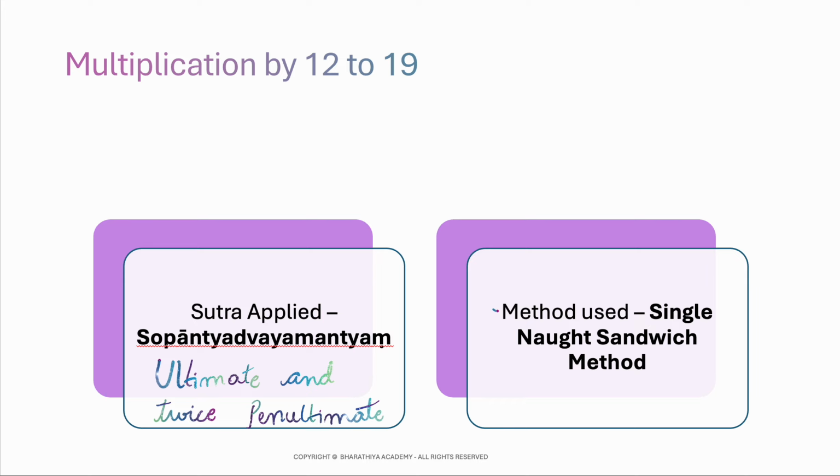The method that is used is single knot sandwich method. In single knot sandwich method, we just add a zero in the front of the multiplicand, and we add one zero in the end of the multiplicand. So we basically sandwich the multiplicand with zero, single zero. That's why it is single knot sandwich method. Okay, so let's understand how we apply these concepts to do multiplication by 12 to 19.